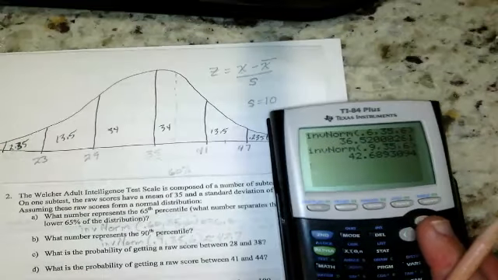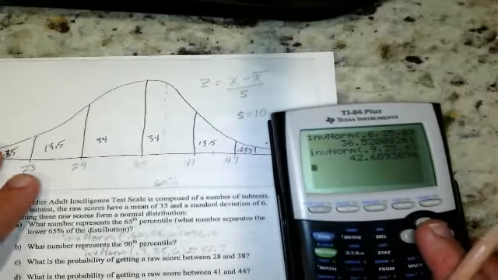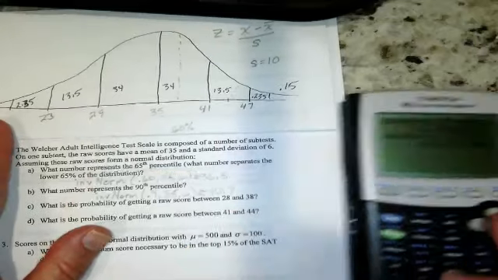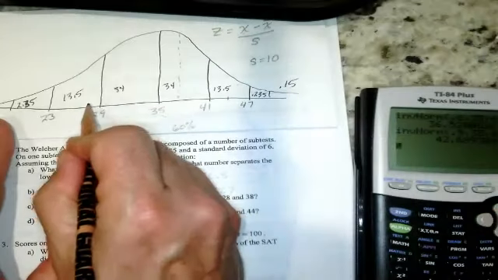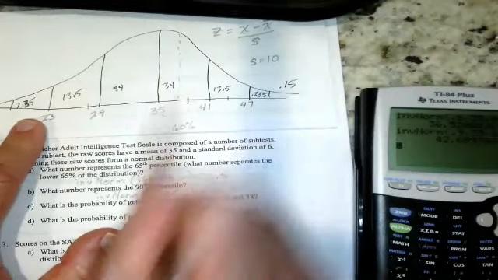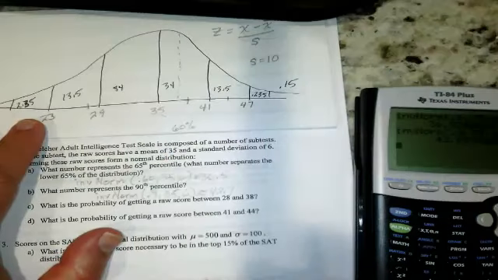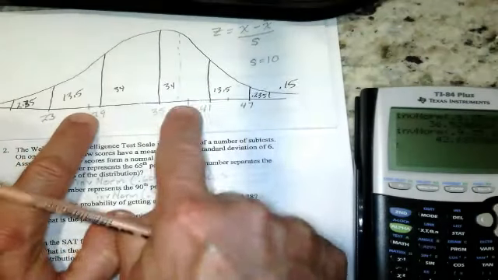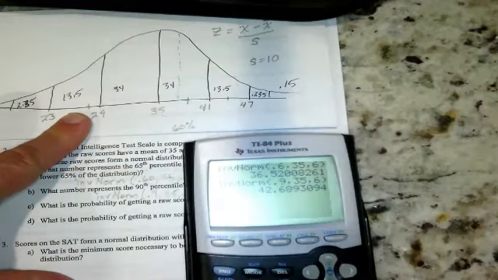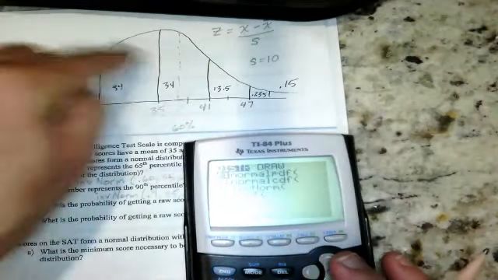Okay, now the next question is a little bit different. It says, what is the probability of getting a raw score between 28 and 38? Right here is approximately 28. Right here is 38. Okay, so between here and here. So we're wanting that area. I don't use inverse norm this time. We want the cumulative area there.